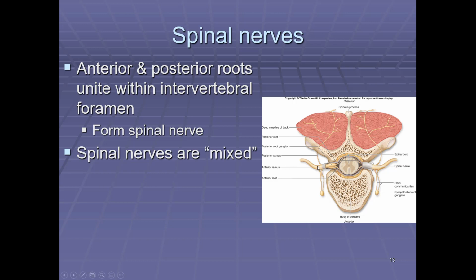And spinal nerves are mixed. Once a nerve is formed, we say it's mixed because it has both sensory and motor axons in it. So technically all spinal nerves are mixed because they contain both sensory and motor. Remember, we're not talking about the roots. The roots are either sensory or motor, but once they form the spinal nerve, it's mixed.